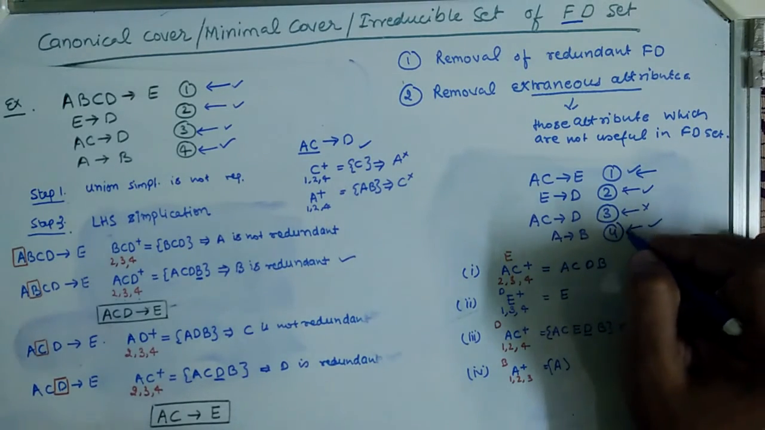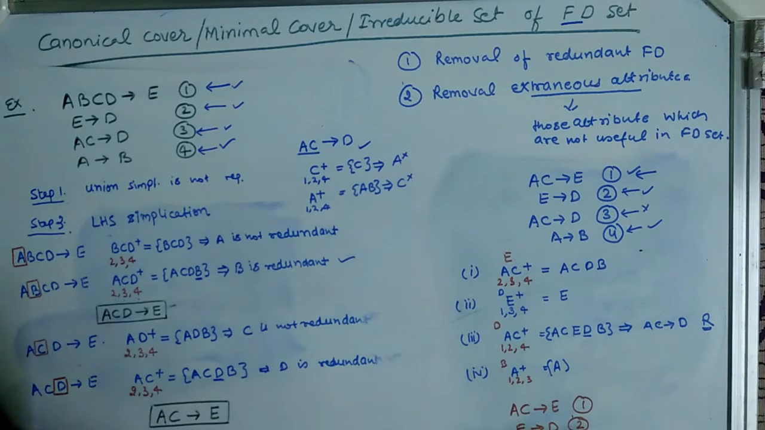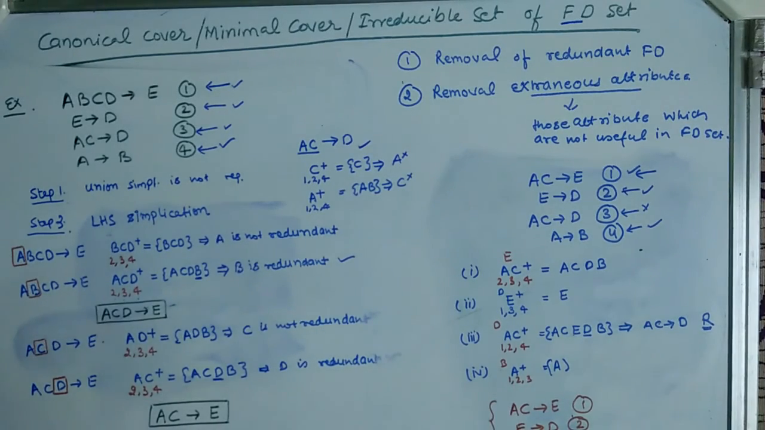So after step 2, the final irreducible set is: AC tends to E, that is the first functional dependency, in which there is no extraneous attribute, and it is not a redundant functional dependency. Second is E tends to D, and the third is A tends to B. So this is the irreducible set for the given functional dependencies.